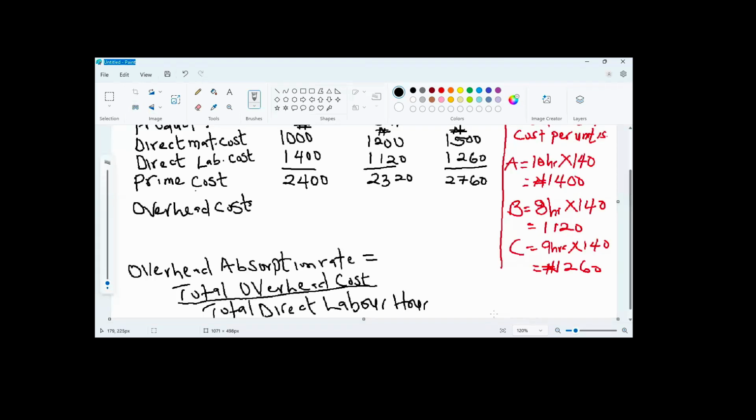Our overhead cost per unit for product A, 300 naira. For product B, 240. For product C, 270. Please allow me to take this off. I will take it.